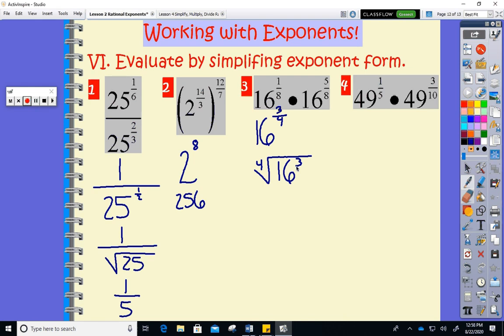So the 4th root of the 16 part's 2. Now do the to the 3rd part. 2 to the 3rd is manageable, guys.